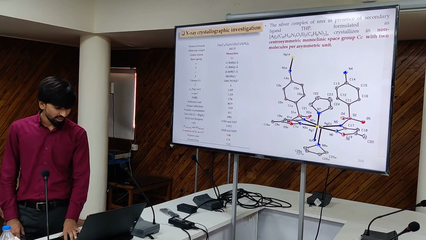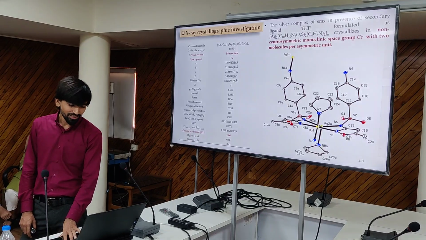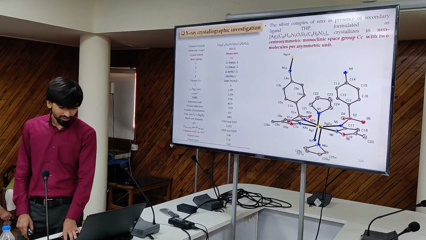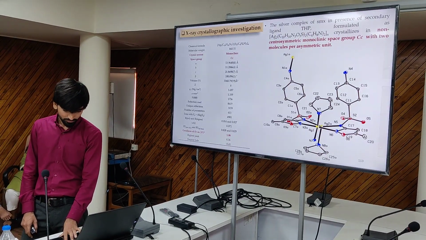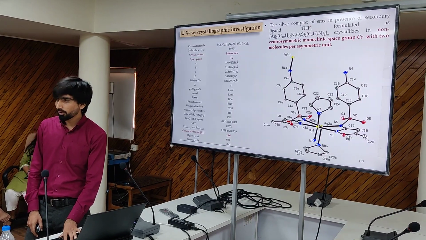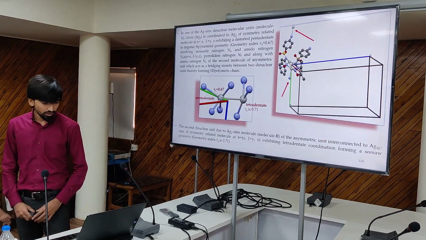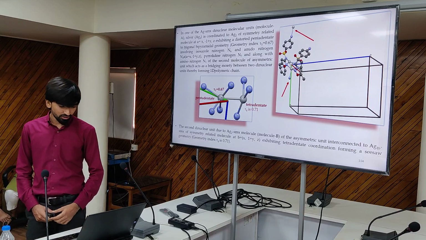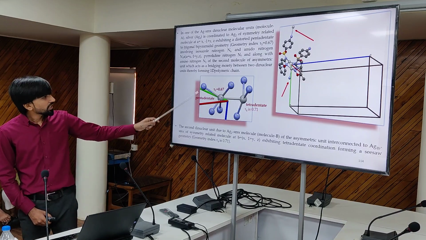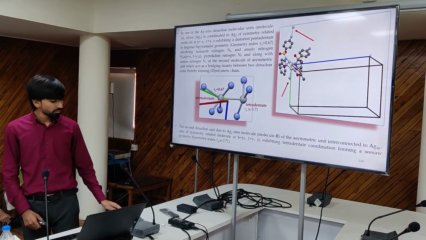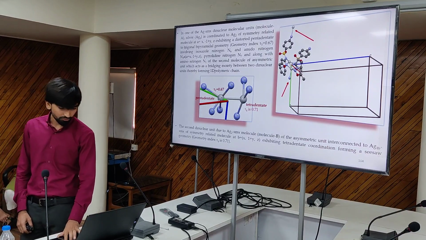Crystallographic analysis: this lies in the monoclinic crystal system with the C2/c space group, and here the molecule also forms a one-dimensional polymeric chain. Here one silver has a pentahedral geometry, and that interacts with the NH, and that line is from the one-dimensional polymeric chain, and also the one-dimensional metal organic framework.